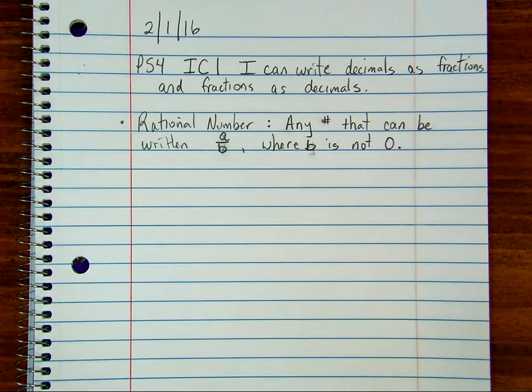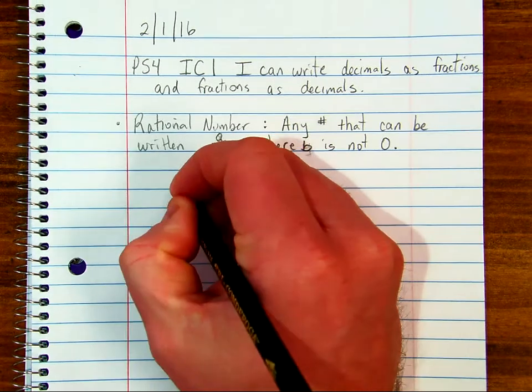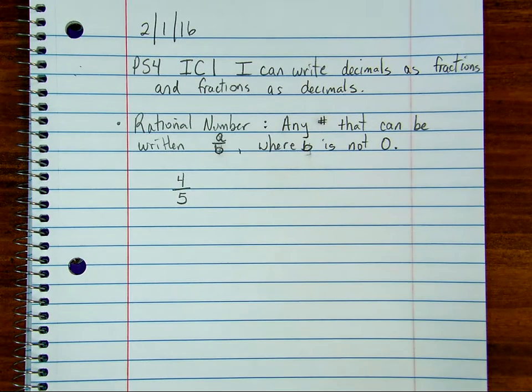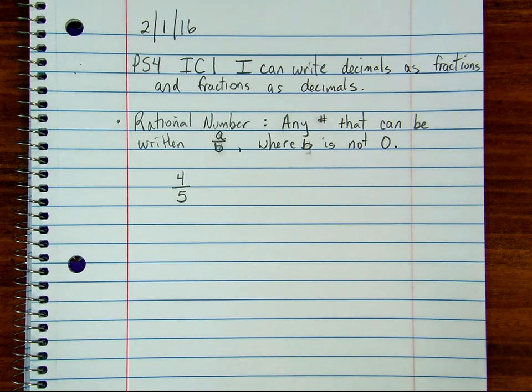Rational number. What's the prefix of the word rational? And don't say rat. Ratio. And how can we write ratios? We can say 4 to 5. We can say 4 colon 5. Or we could write 4/5, which is a fraction. It doesn't have 0 in the denominator. Therefore, it is a rational number.